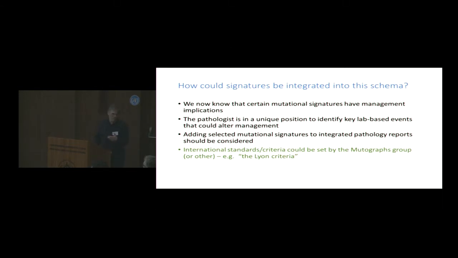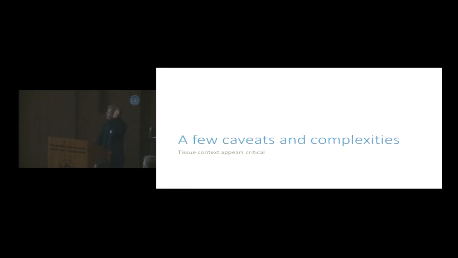So the idea is maybe Paul can initiate this. There could be a sort of Lyon criteria, based on standards that have been produced by a group like this, that would then be promulgated through pathologists and perhaps get into a synoptic report. And there are some caveats and complexities, because it's not just the sequencing; the tissue context seems to be important.